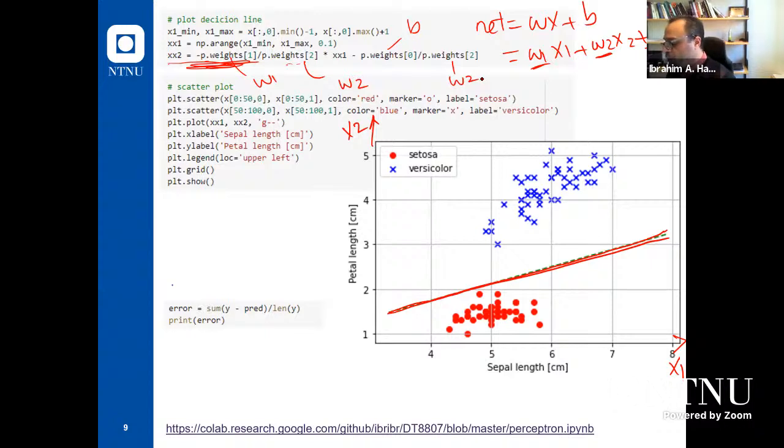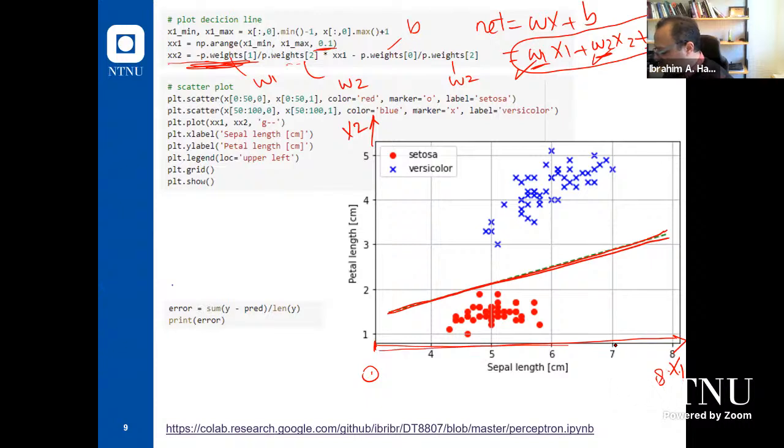If I want to plot this line, how can we plot it? Do you see this equation? I know omega 1, I know omega 2, and I know the bias value, right? But I don't know x1 and x2. If you want to plot this decision boundary, just assume values for x1. I assumed all values for x1 from here to here, for example from 0 to maybe 8. So I just find x1 minimum and x1 maximum, and I generated an array of all values from this value to this value using a small step. So now I have a vector of x1 values, right?